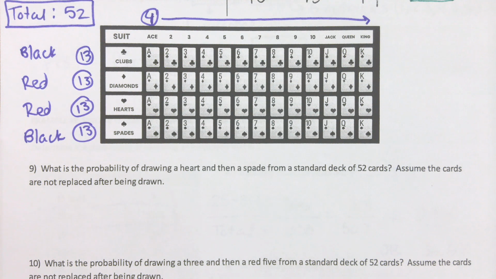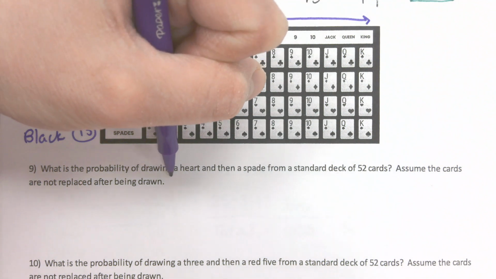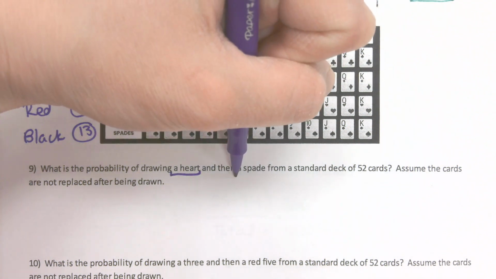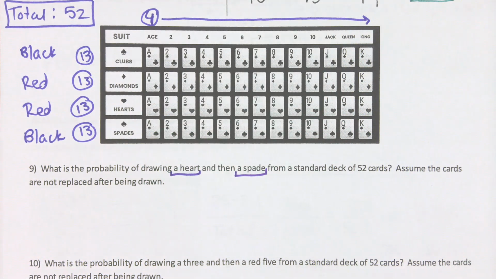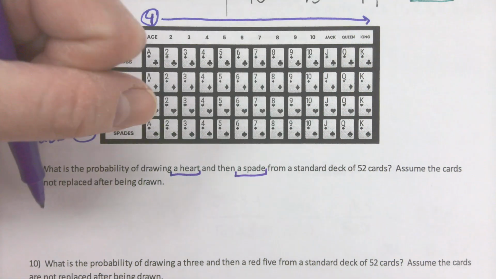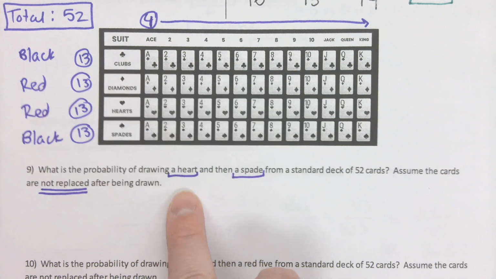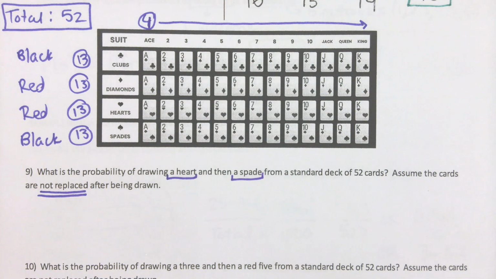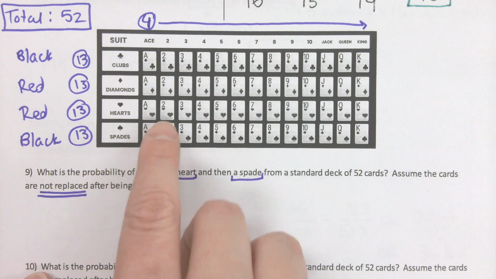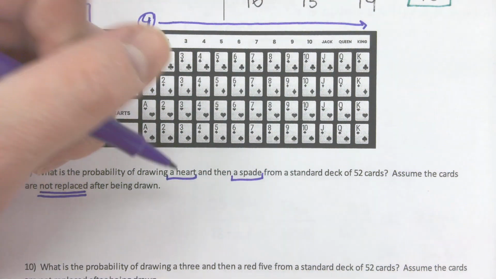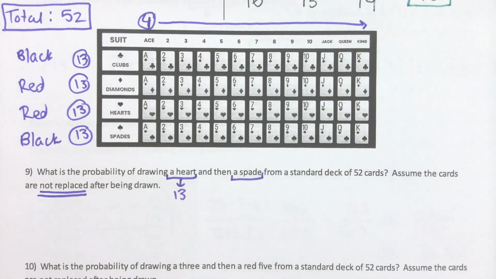Number 9, what is the probability of drawing a heart and then a spade from a standard deck of 52 cards? Assume the cards are not replaced after being drawn. So we're not going to put the card back when we draw it. Let's first grab the numbers we need here. Drawing a heart, any card with a heart on it. We don't care what's on it as long as it has a heart. So the heart cards, there are 13 of them. So there's 13 options.